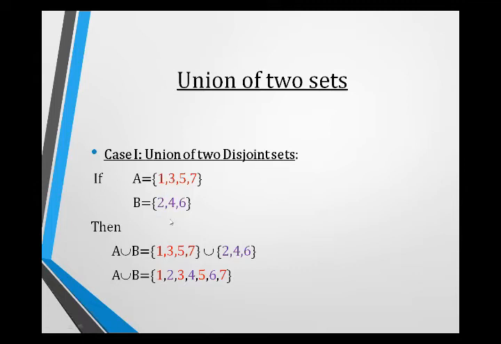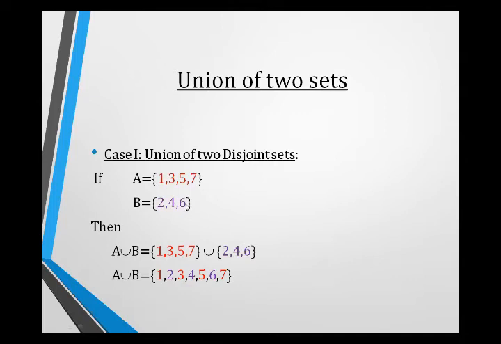Now here is how we find the union of two disjoint sets. Okay students, if we compare two sets A and B, we find two categories of members. Category number 1 belongs only to set A and not to set B; those numbers are 1, 3, 5 and 7. Category number 2 is those members which belong to set B and not to set A; those numbers are 2, 4 and 6.